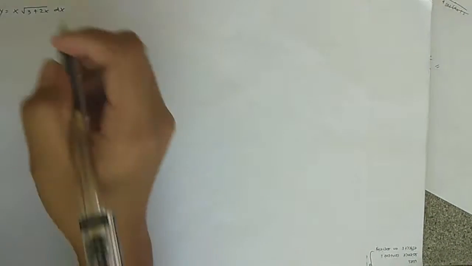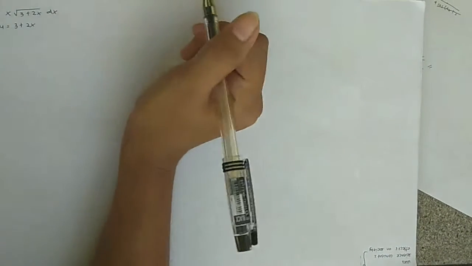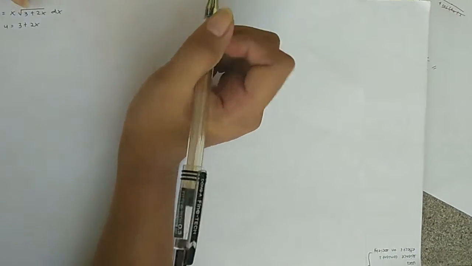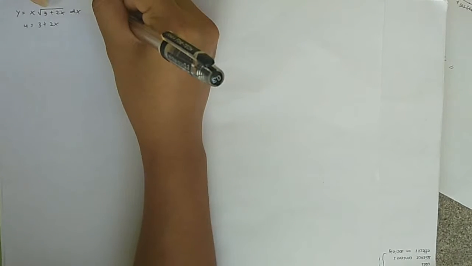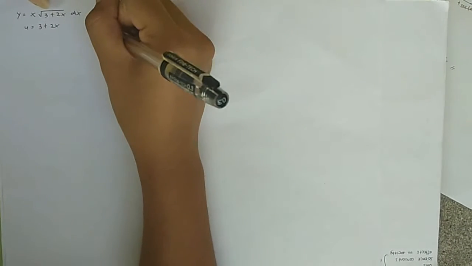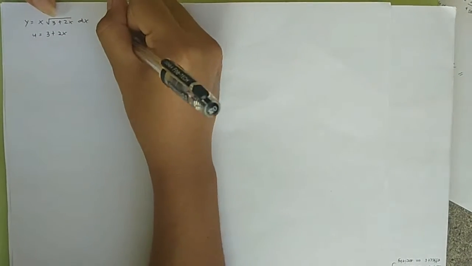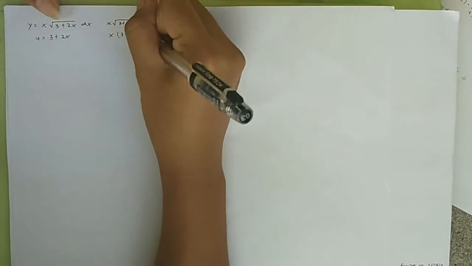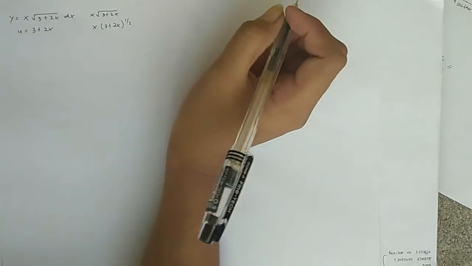So our problem is x times square root of 3 plus 2x. First, let's set our u. The value of u is equal to 3 plus 2x. But first, let's simplify the problem. x square root of 3 plus 2x. If we simplify it, then we're going to have x times 3 plus 2x raised to 1 half, because the square root is the 1 half power.